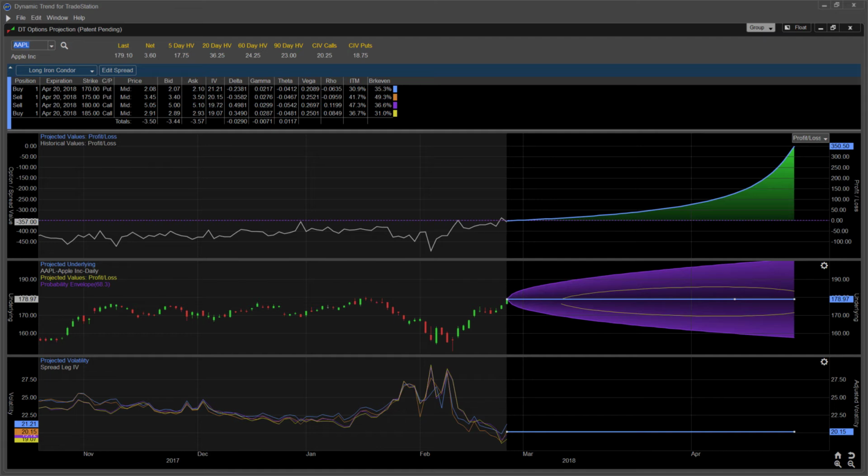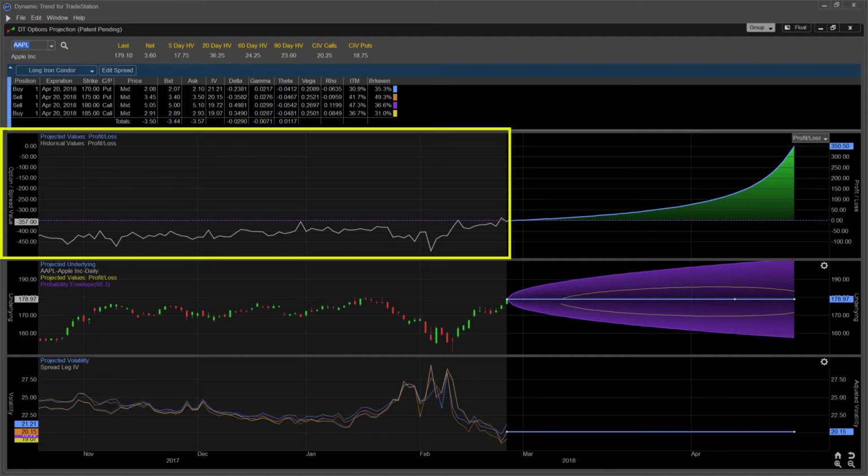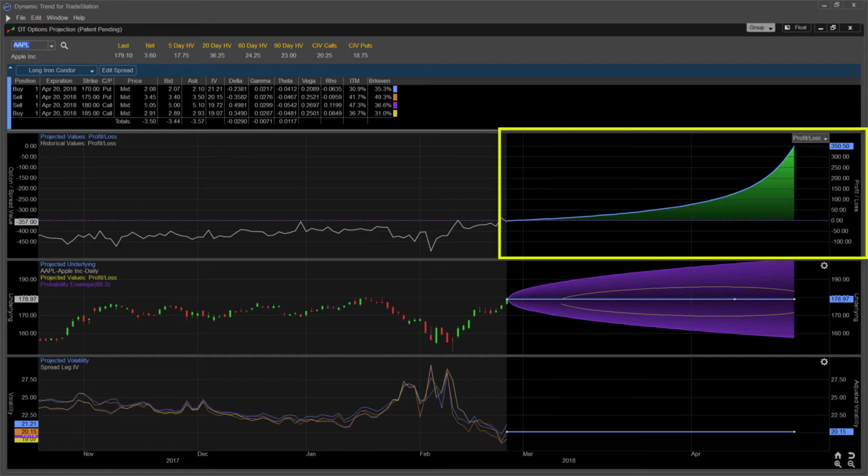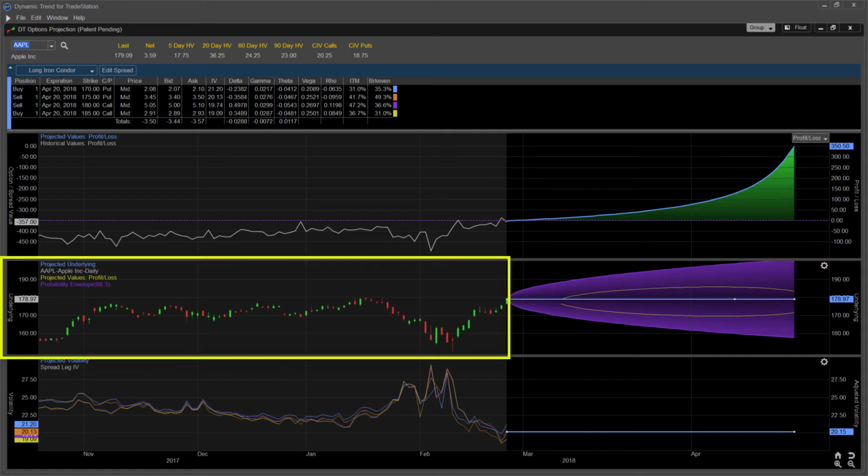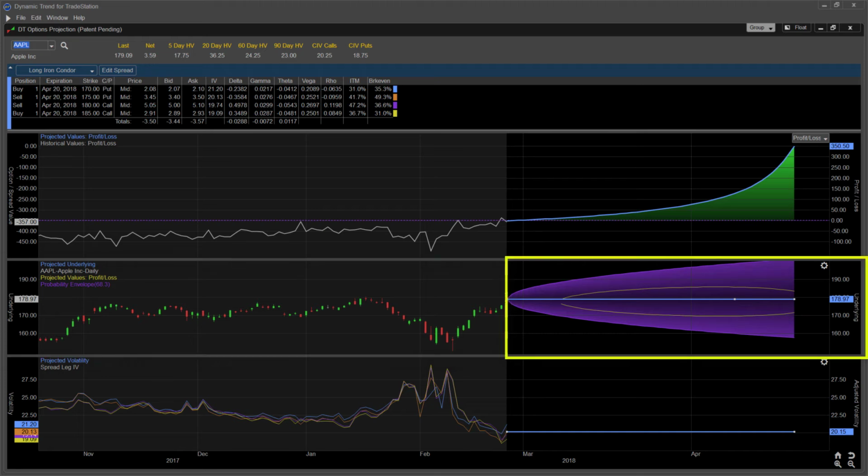Let's model an April iron condor on Apple. The top section is where you set your spread. The second section shows your spread's historical value and the profit and loss going forward on the right. The third section represents the underlying price history with the projected price to the right.